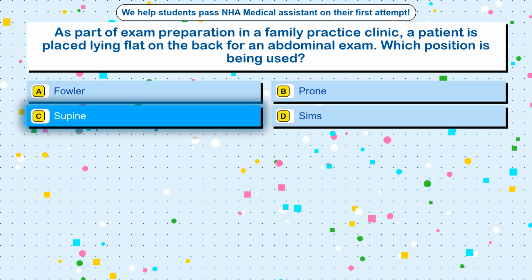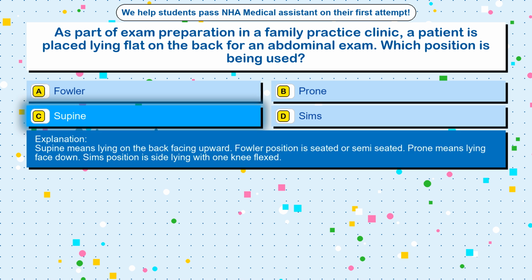Supine. Supine means lying on the back facing upward. Fowler position is seated or semi-seated. Prone means lying face down. Sims position is side-lying with one knee flexed.